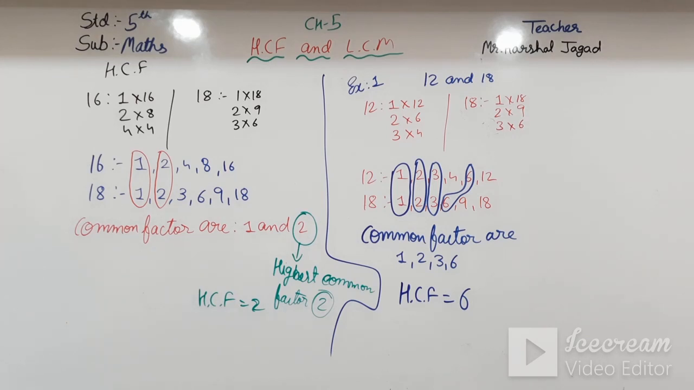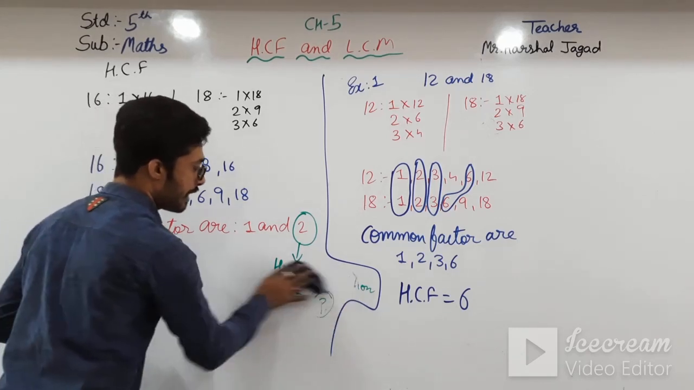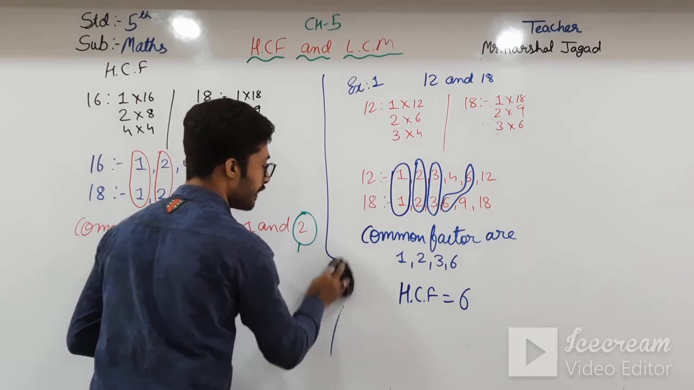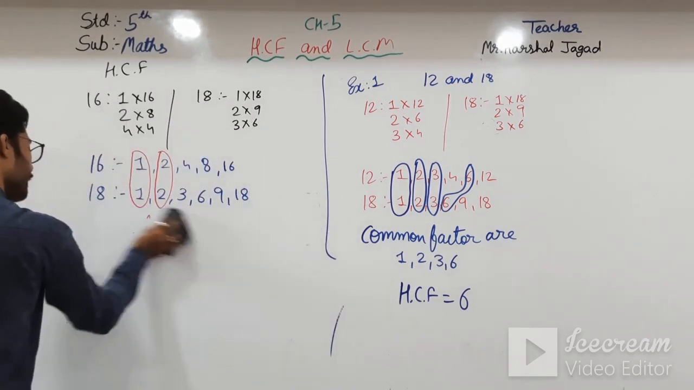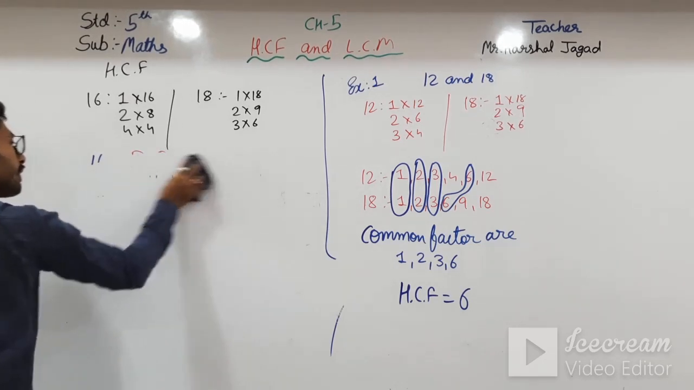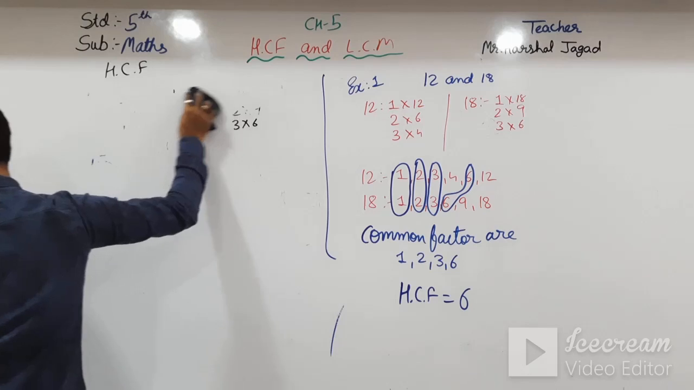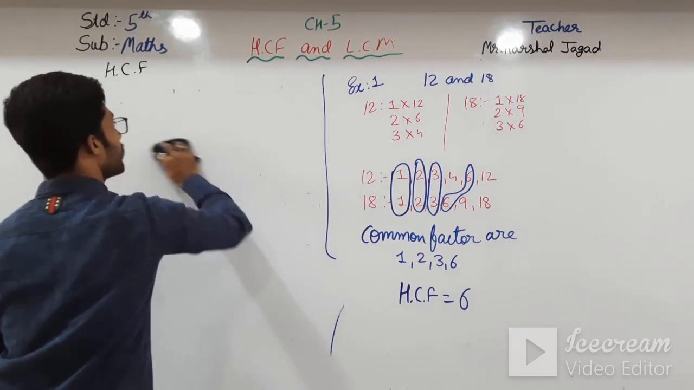Okay, students. And there is another method given over here in the textbook. So let us solve this by that method also. So this sum again with a different method, and you have to decide which method is to be used. And that method is the prime factorization method. Okay, students.